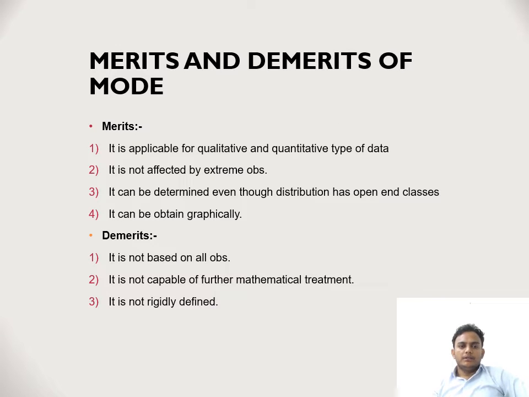Now merits and demerits of mode. If we see the merits, number 1, it is applicable for qualitative type data and quantitative type data. It is not affected by extreme observations. It can be determined even though distribution has open-end classes. It can be obtained graphically also.